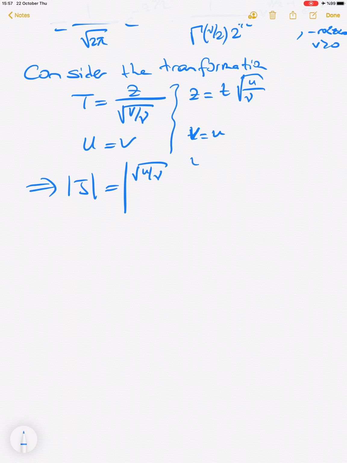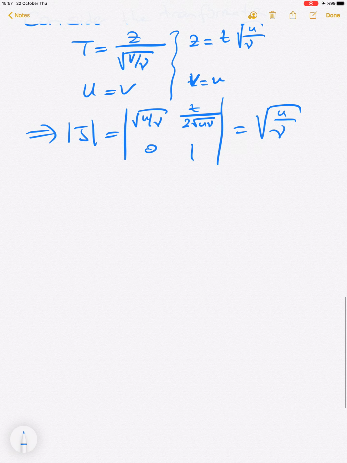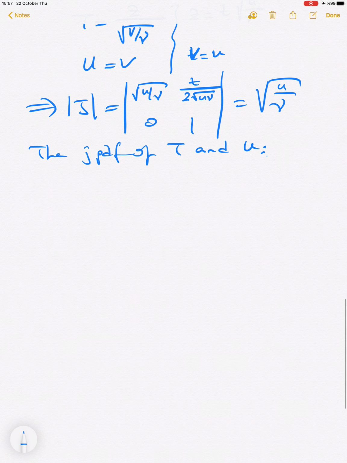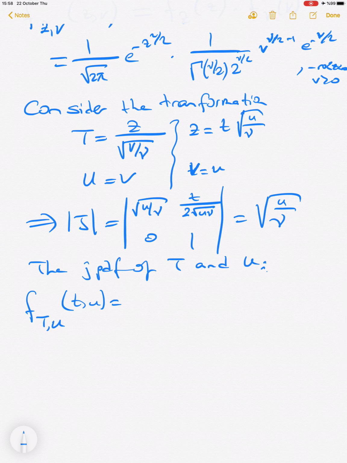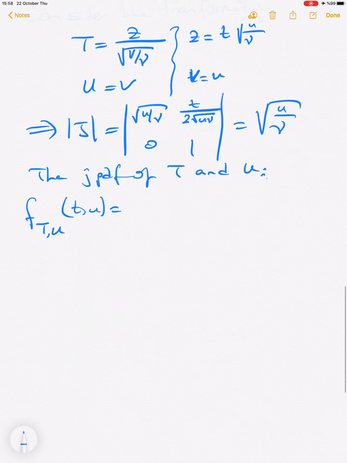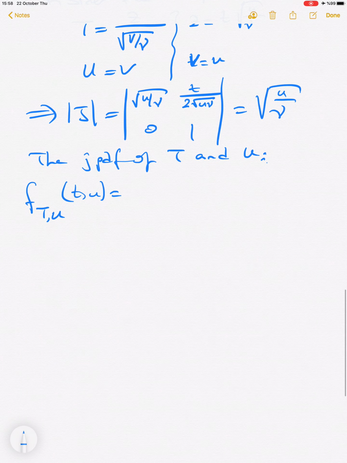Take the derivative of Z with respect to T and also U, nu, and 0, 1. So basically the square root of U over nu will be our Jacobian. Then the joint PDF of T and U can be found. Instead of Z we replace this quantity, T times the square root of U over nu, and instead of V we replace it by U and multiply the joint PDF by the Jacobian.